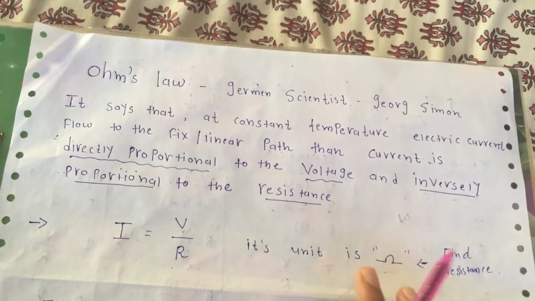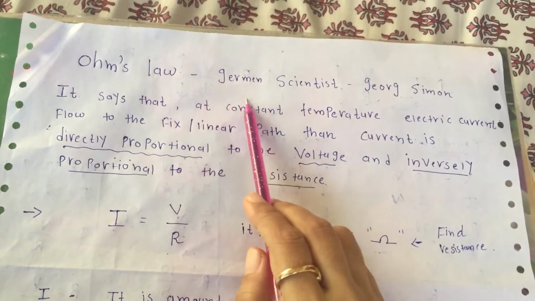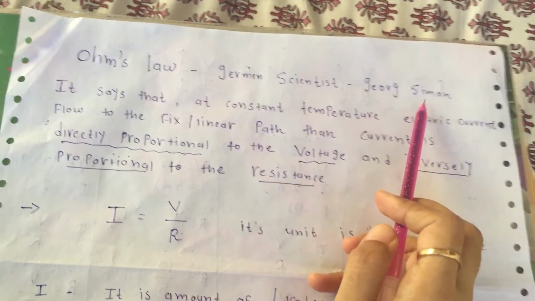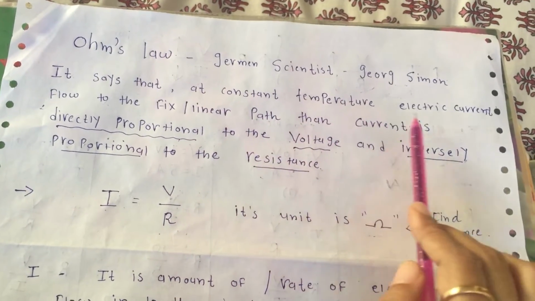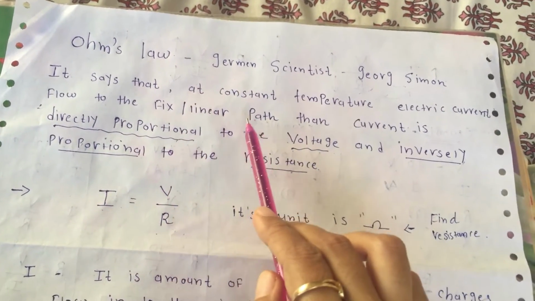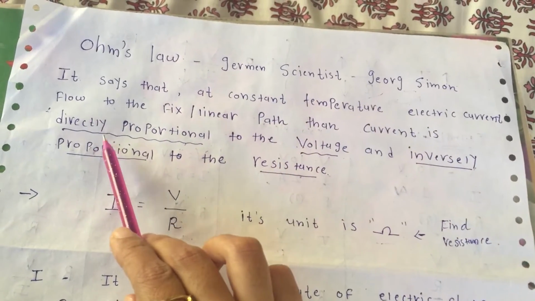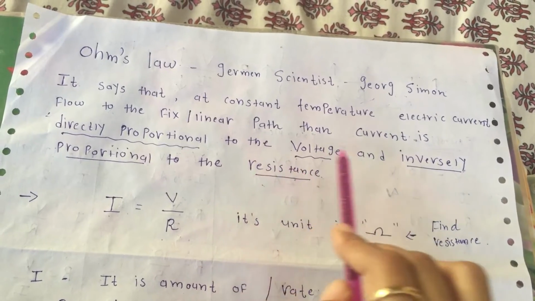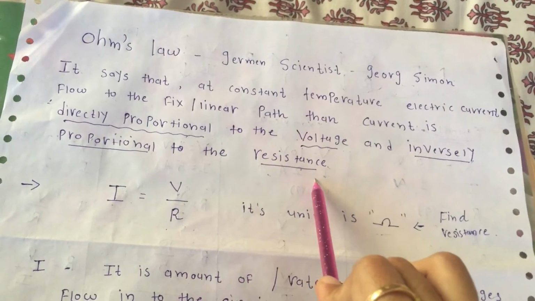Today we are going to learn about Ohm's law. Ohm's law, which was discovered by the German scientist Georg Simon Ohm, says that at a constant temperature, for electric current flowing through a fixed or linear path, the current is directly proportional to the voltage and inversely proportional to the resistance.